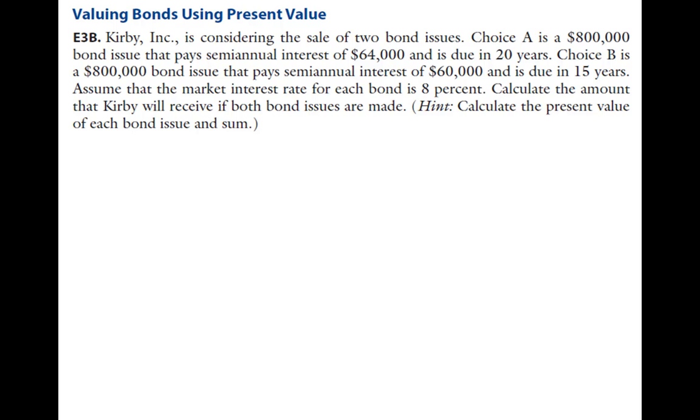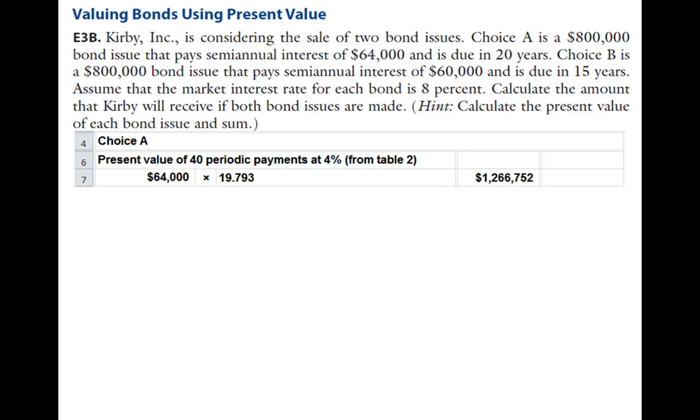So when you use the back of the book for Choice A, you're going to use 40 periods, because that's how many times they pay interest, twice a year for 20 years. And then the interest rate is 4% for every period. When we do Choice B, it'll be similar, only we're going to have 15 years. It also pays semi-annually, so we'll have to use 30 periods and 4%. First, let's take a look at Choice A.